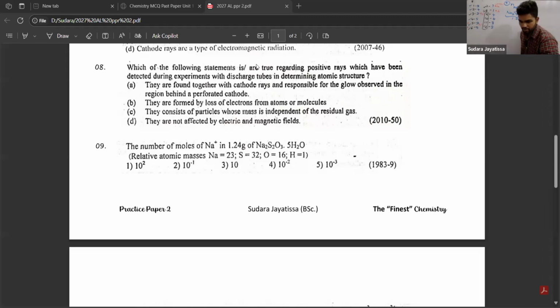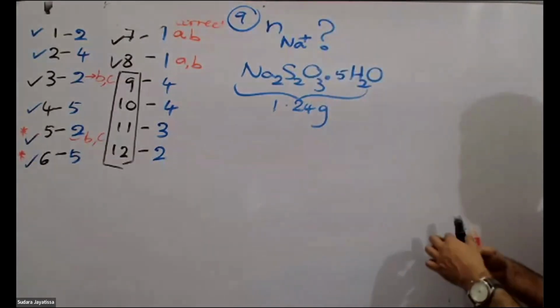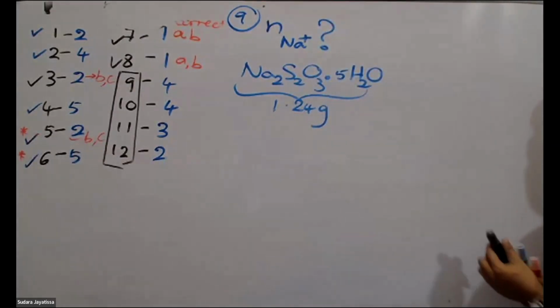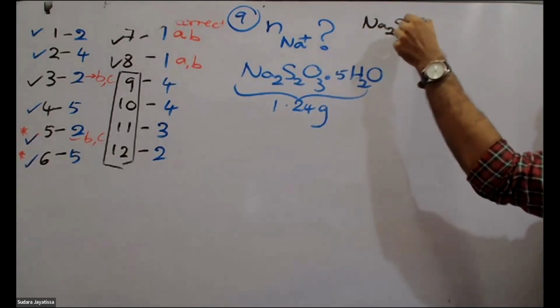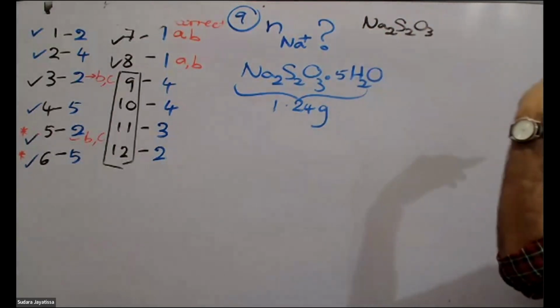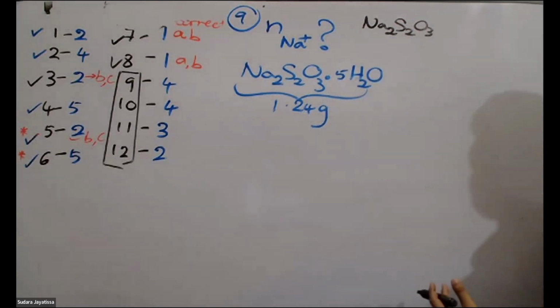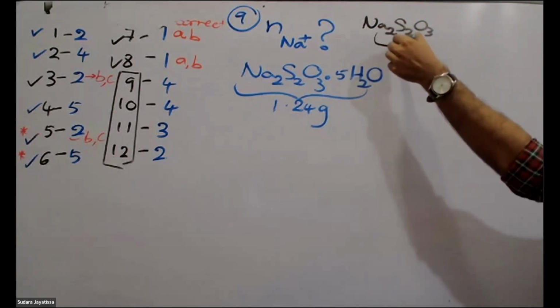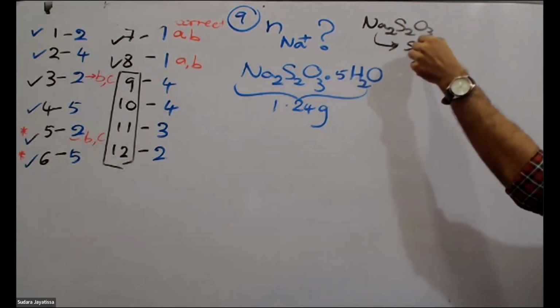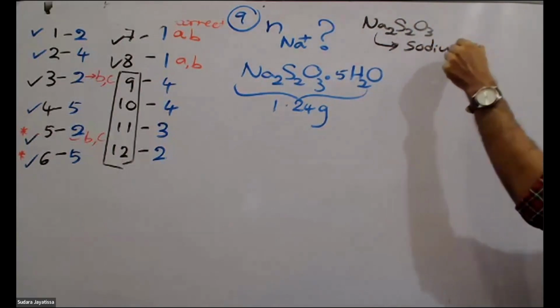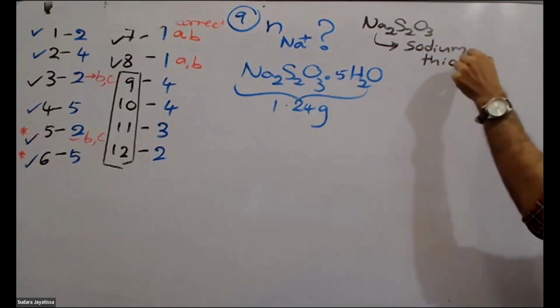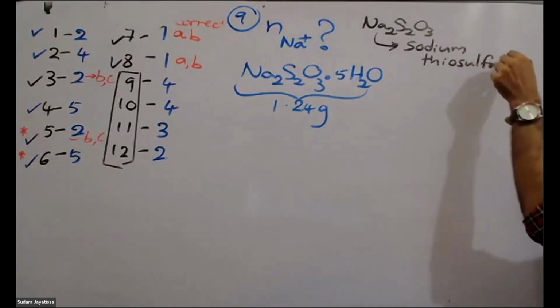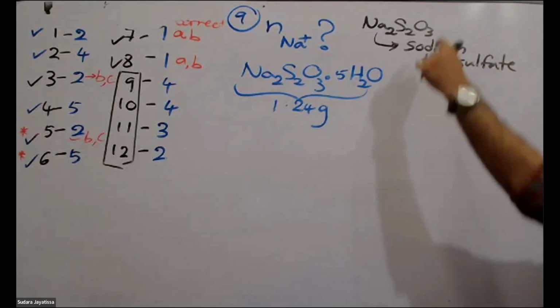First of all, the name of this compound, Na2S2O3, is a very common compound in our syllabus. The name of this compound is sodium thiosulfate. Sodium thiosulfate. Okay, so this is thiosulfate.